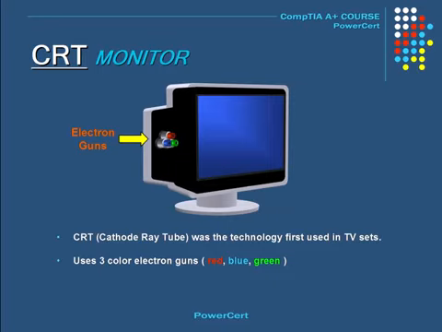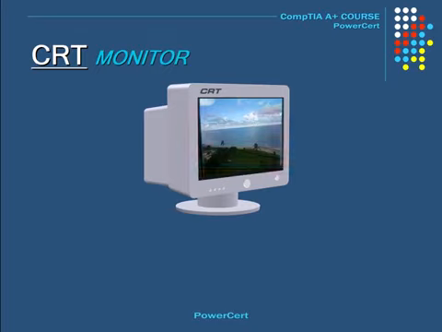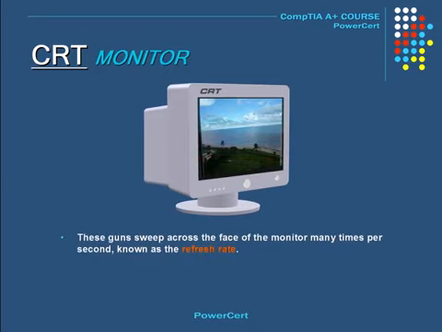And these guns shoot beams of electrons on the screen and create an image that we see. These beams repeatedly sweep across the face of the monitor many times per second. So it's constantly redrawing the image that we see on the screen. And this redrawing of the image is known as the refresh rate. And the refresh rate is measured in hertz.